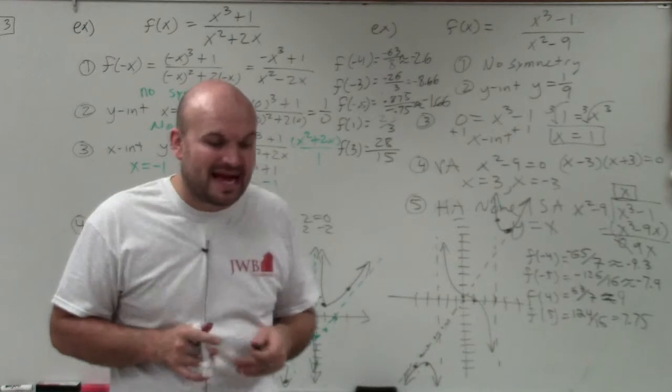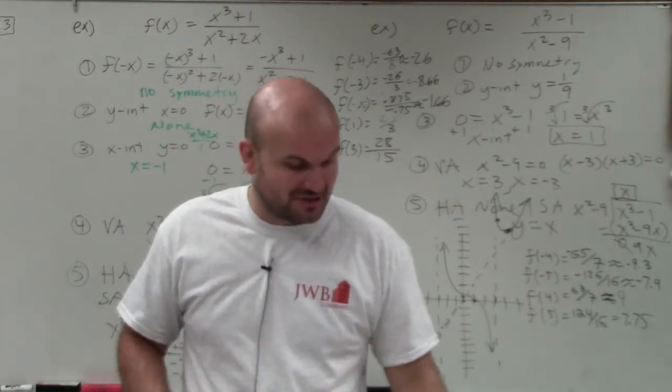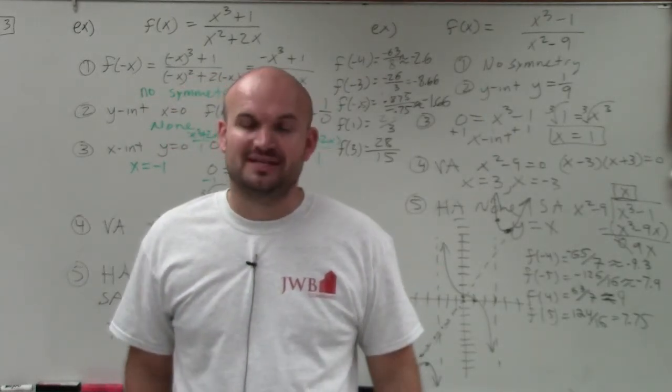But there you go, ladies and gentlemen. That is how you graph rational expressions or rational functions with oblique asymptotes.